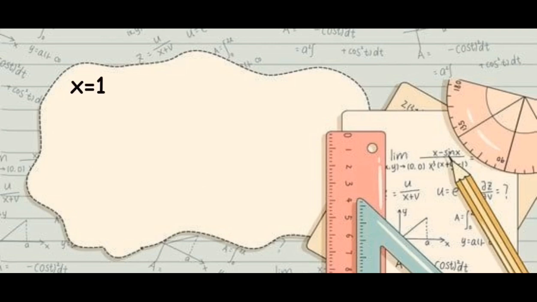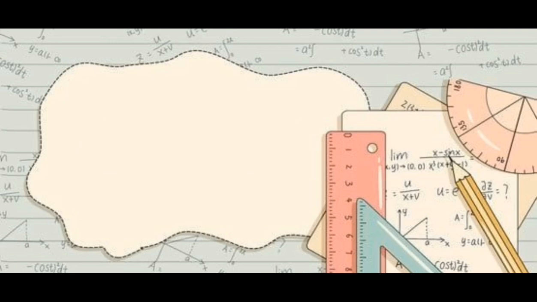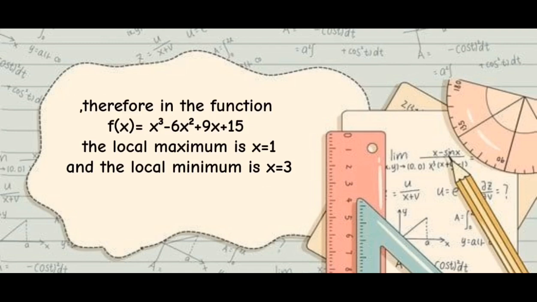Next is the point x is equal to 1. And as you can see, as we plug in those numbers into the first derivative, the first derivative changes from positive to negative. Therefore, point x is equal to 1 is the local maximum. Therefore, in the function f of x is equal to x cubed minus 6x squared plus 9x plus 15, the local maximum is at x is equal to 1 and the local minimum is at x is equal to 3.